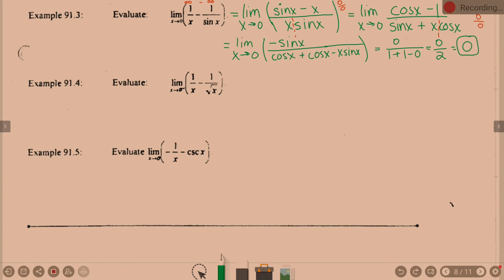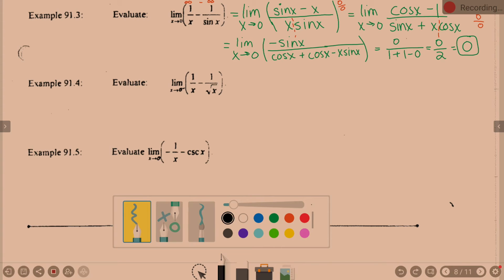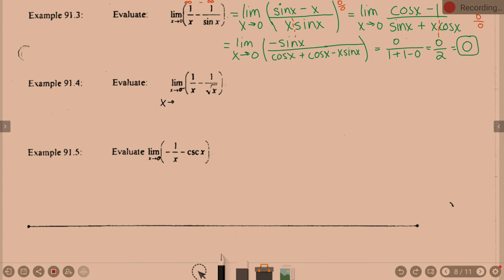Sorry, I'm trying to read what that says. X approaches what? And I realized, I have it written over here. So, in case you can't read it like me, this does say X approaches 0 from the right. I'm not sure that's really readable, but that's what it says in my notes.